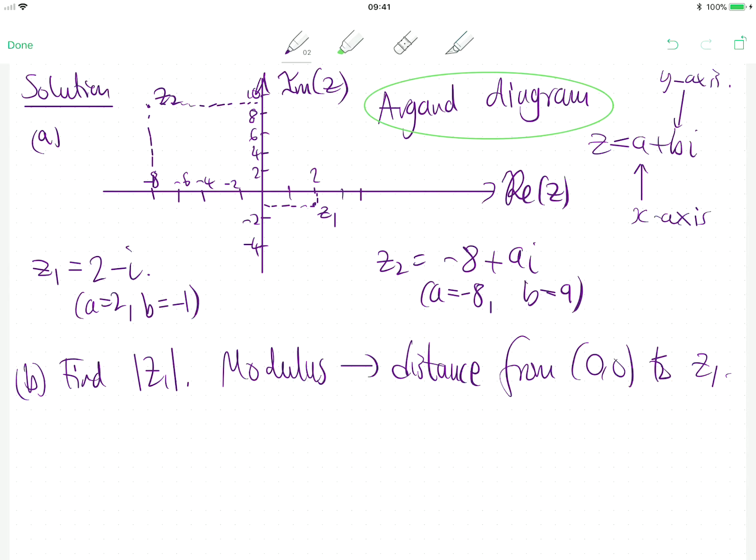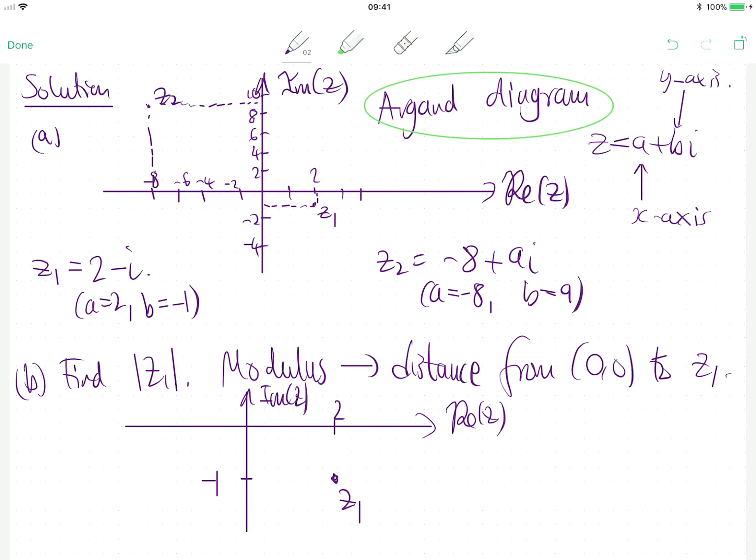Okay, so for all these problems, I would highly recommend a picture. So here is my real axis, here is my imaginary axis, and Z1 is 2 across, 1 down. It's here. So the modulus of Z1 is just this distance. Let's do that a bit better. It is that distance there.